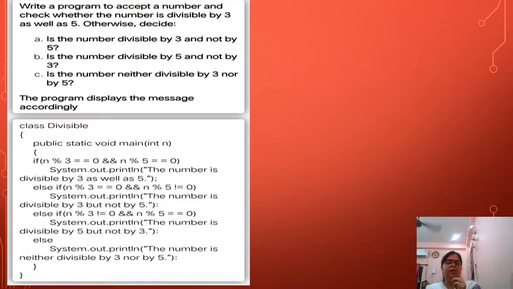Okay, see, this is the program. You can write it with the Scanner also. I want you to write this whole program using Scanner.